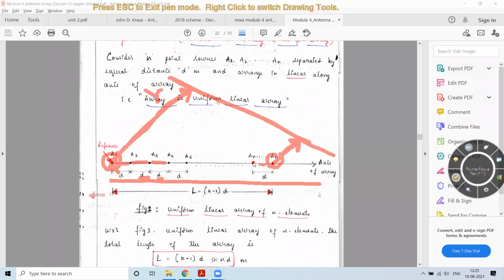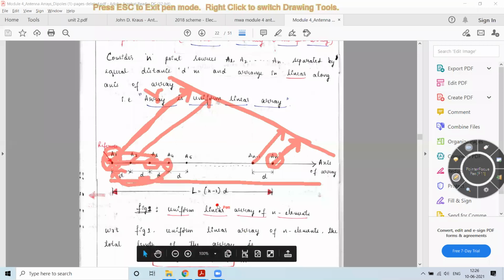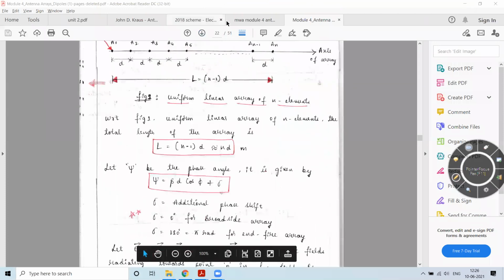Similarly, the source n minus 1 field will be leading comparatively to the field due to source 1, which is at the reference point. If you apply the same thing to all the rest of the sources, source 2's field is leading as compared to source 1, and source 3's field is leading as compared to source 2. But if I compare it with source 1, it will be leading twice in phase. Similarly, source 4, if I compare it with the reference point, will be leading 3 times. That is what we had observed yesterday in this derivation.